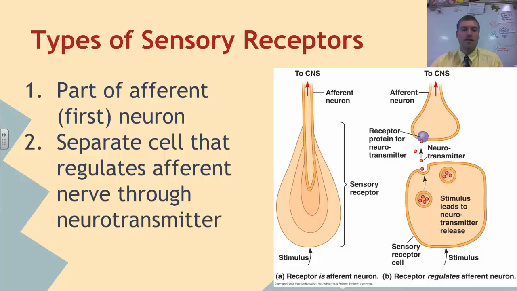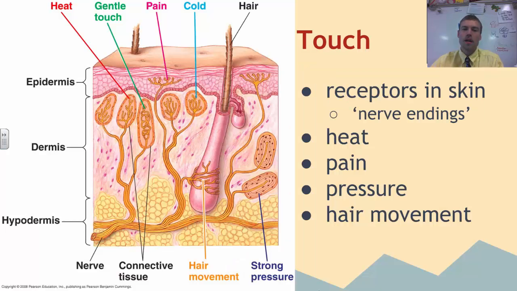So there are two different main categories of sensory receptors. The first one is actually a part of the afferent, which is just another word for the first neuron in a sequence. The other type is a separate cell, and then that cell will then somehow regulate the afferent neuron, usually by some sort of neurotransmitter being released and starting it off kind of like a synapse. So let's take a look at a couple of different senses.